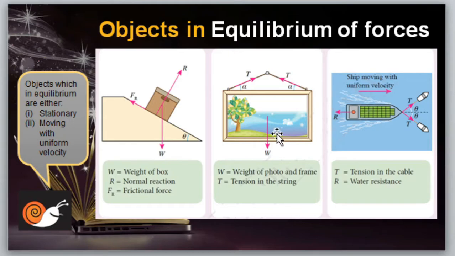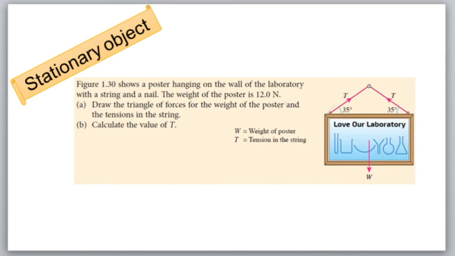And example number 3, the object can be any transportation, whether it is a car, a plane or a motorcycle, as long as it is moving in a uniform velocity. So it is in equilibrium, which means that its acceleration equals 0. Now for problem solving for stationary objects, meaning that the object is in equilibrium state, all the forces acted on the object equal 0 newtons, meaning that it is in equilibrium.